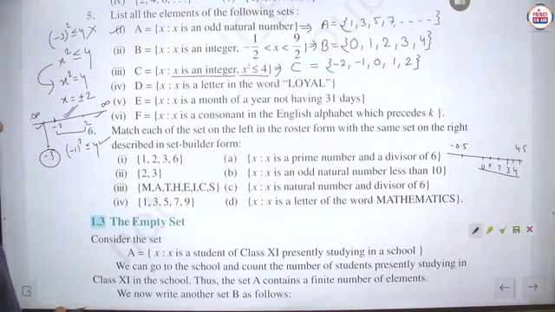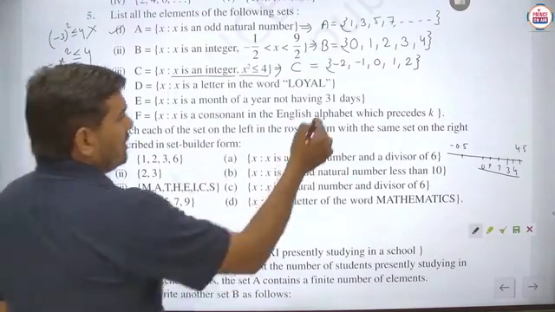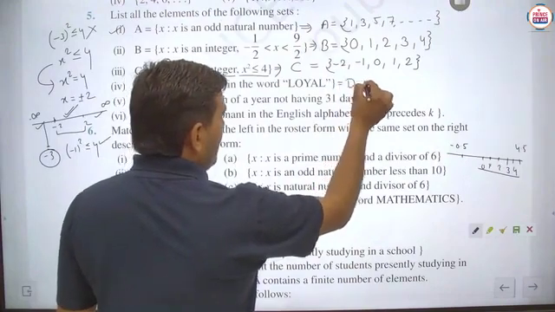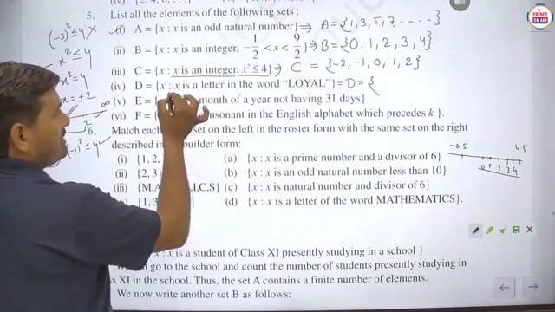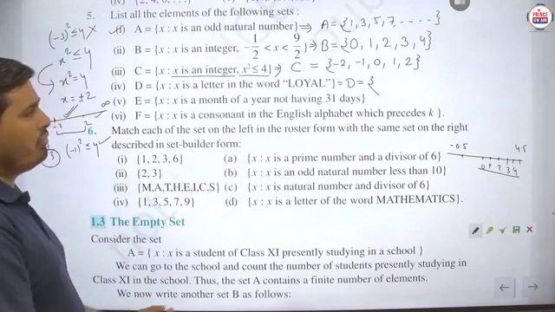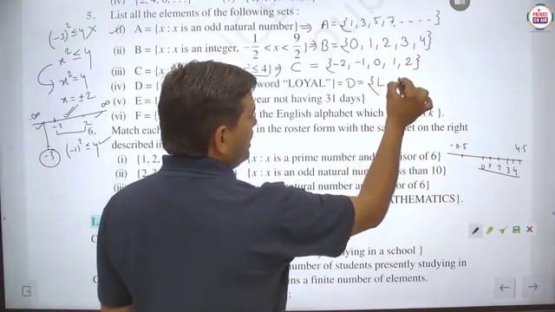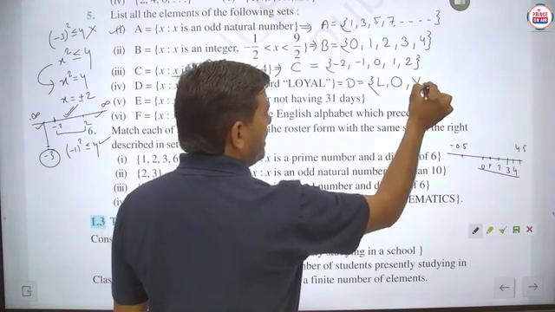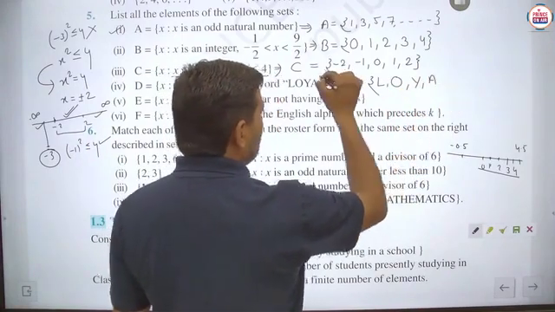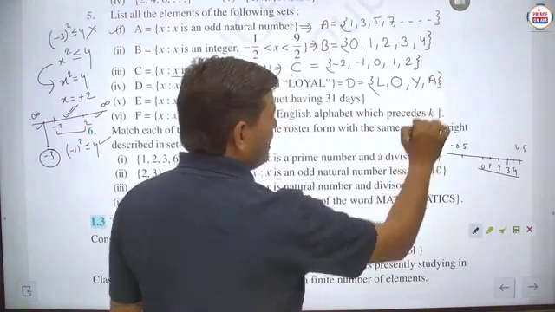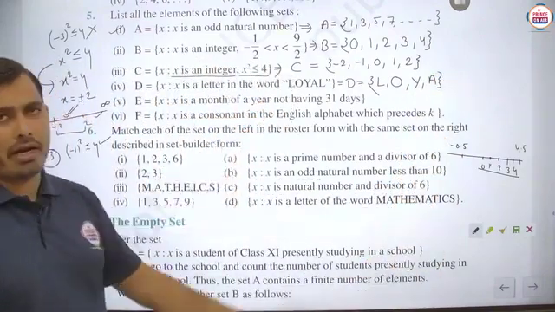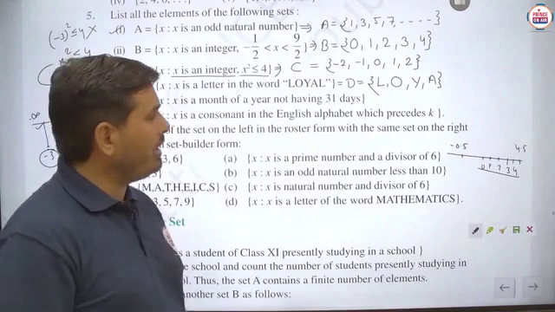Next is the very basic question, student. Here the name of the set will be written as D, and what is to be written: x is a letter in the word LOYAL. So you can just write down each and every letter, and no repetition is to be there. So L, O, Y, A, because here again L is to be there. So no repetition is to be allowed here. That's why we will not write the second L. Is it to be clear?